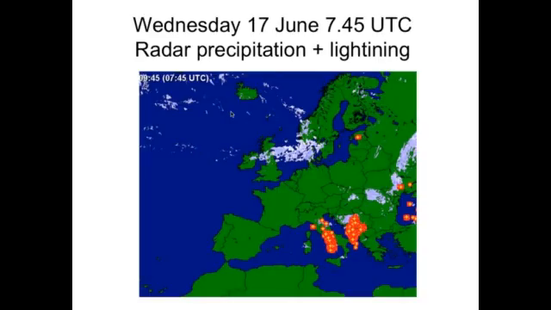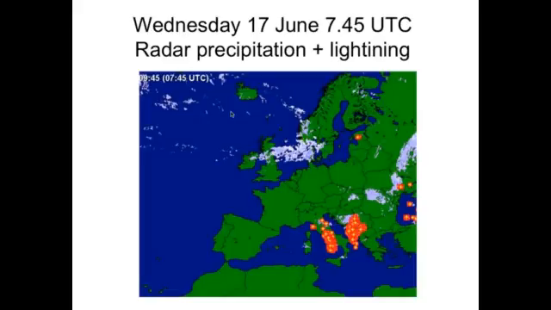Okay, so I'm starting now. Just a very simple overview. This is a picture taken from a commercial website on the internet, and it's showing the radar, the precipitation from the radar, today, 17 June at 7:45 UTC, and also some lightning.